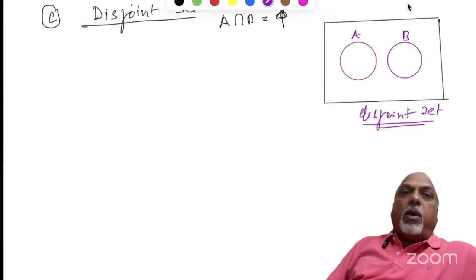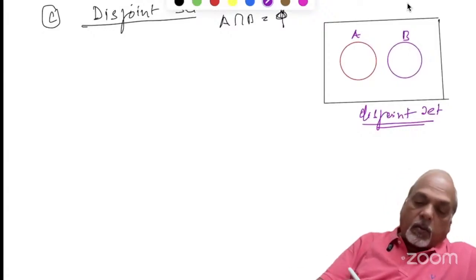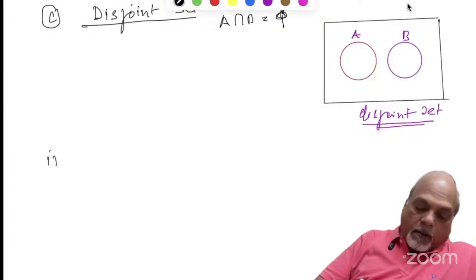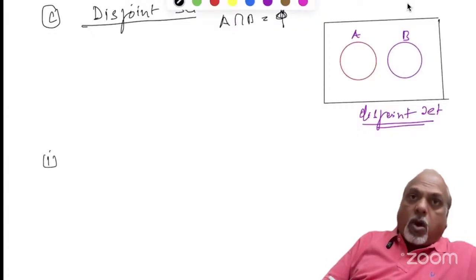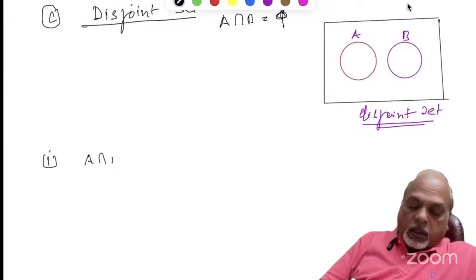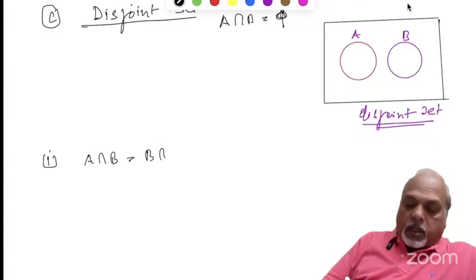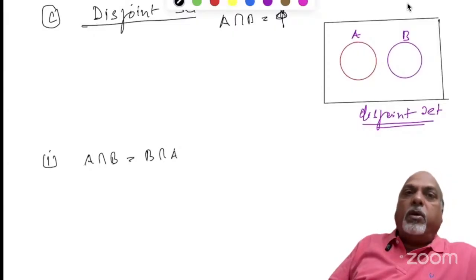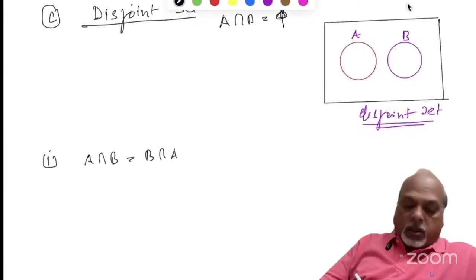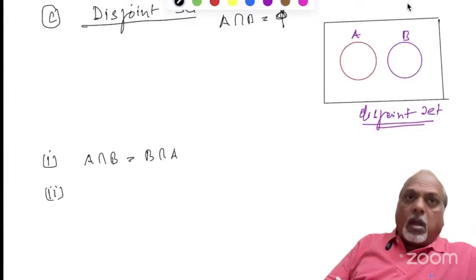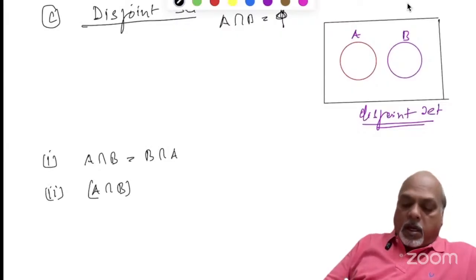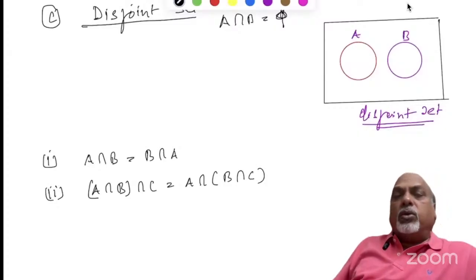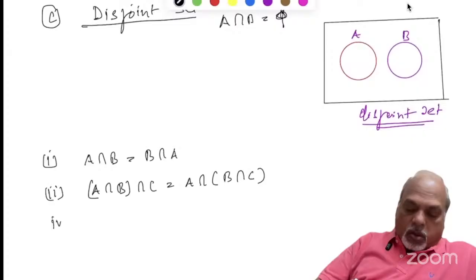Now let us see some operations of this intersection also. One, commutative, that is A intersection B is B intersection A. There is no problem, the commutative law holds good in this also. Then (A intersection B) intersection C is nothing but A intersection (B intersection C). The associative law also holds good.